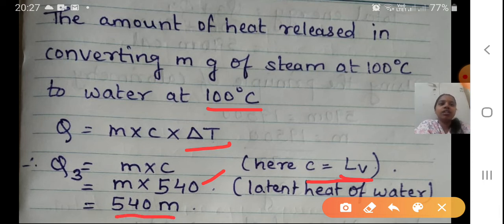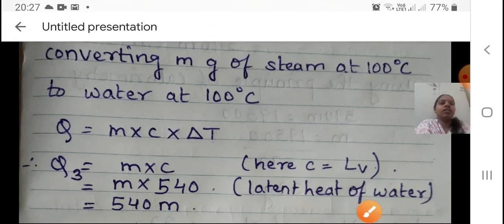Do you see here? Mass only we have to calculate. Steam means water only, so C here will be replaced by LV, which is 540 for water. Students, as it is steam, we have taken the latent heat of vaporization. Are you getting me? So our Q3 value is 540 M. Mass we don't know.